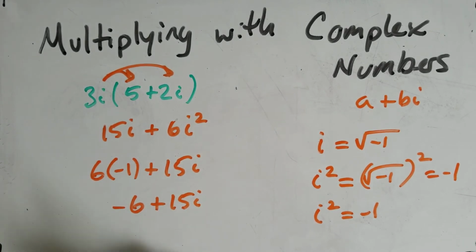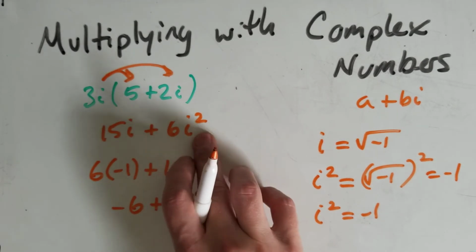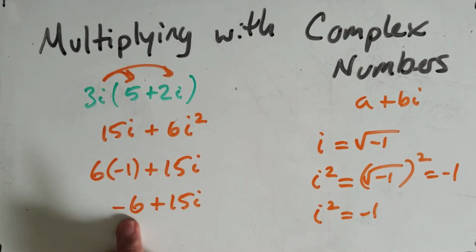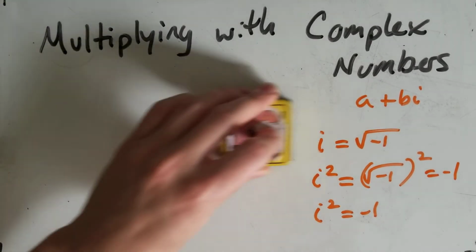So you have to be careful. Like I said, the i works like a variable, but we do know the value of i squared. It does equal negative 1, so we can actually substitute that in and end up with a complex number in the right form here. Alright, we're going to do 2 more. Then you can try some of these on your own.